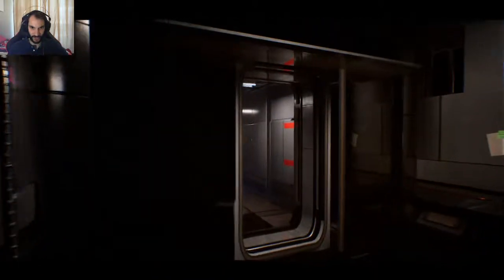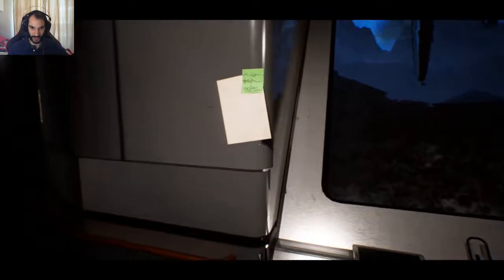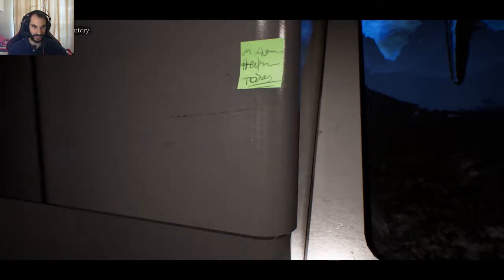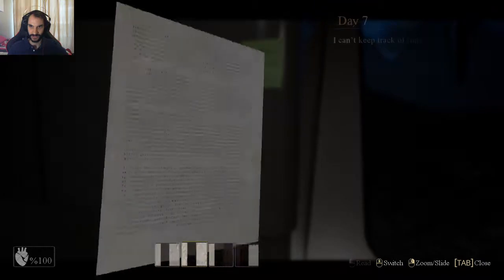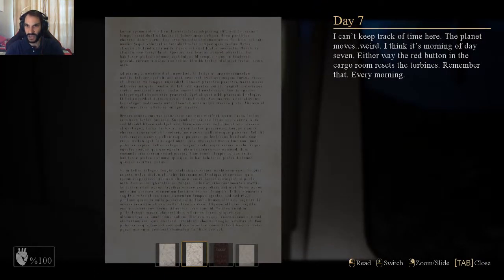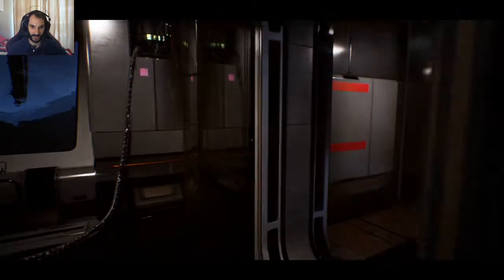I am very confused by where I am and what I'm doing right now. Oh, paper! Day 7. Okay, seems like I skipped a couple of days there. Day 7. I can't keep track of time here. The planet moves weird. I think it's morning of day 7. Either way, the red button in the cargo room resets the turbines. Remember that every morning. Okay. Well, that's what I'm on to do.